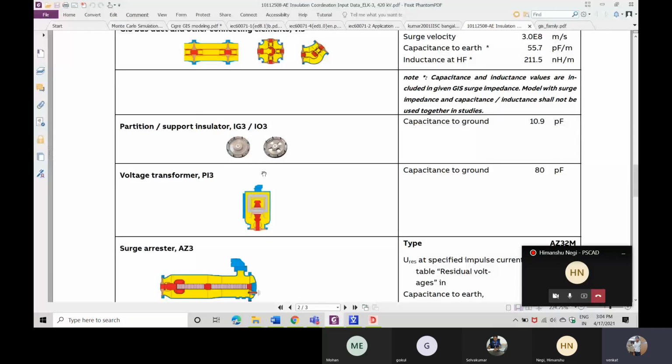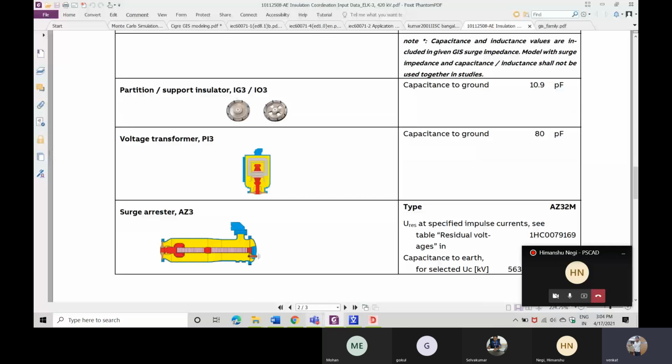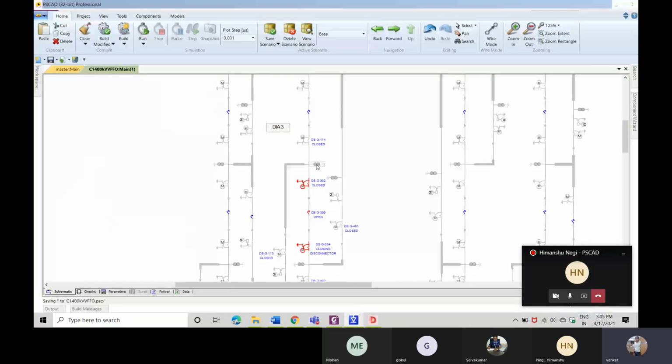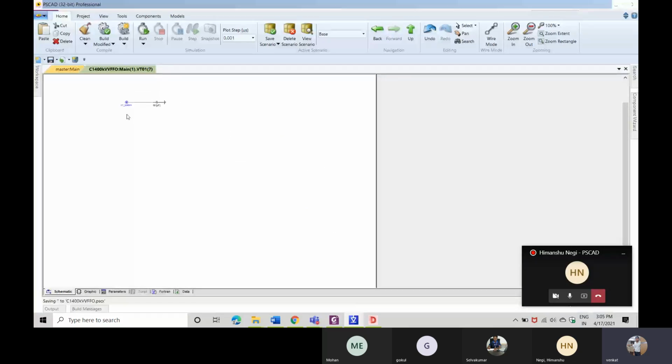And for VT, how we have to model? We have to just model it as a capacitance to ground. I hope you can see this model, right? This is capacitance to ground. Can you see here? I have modeled it as a capacitance to ground.